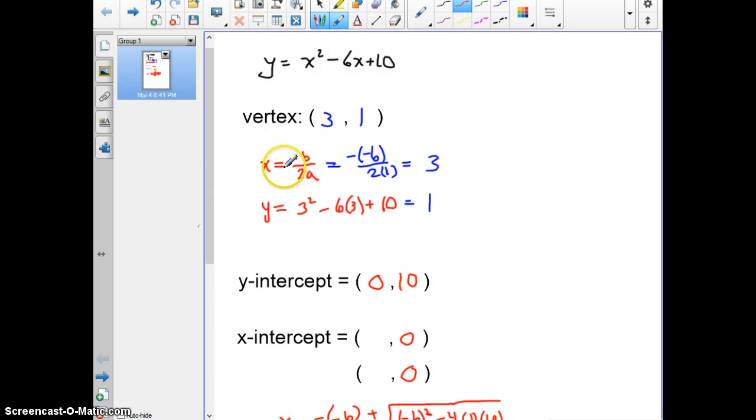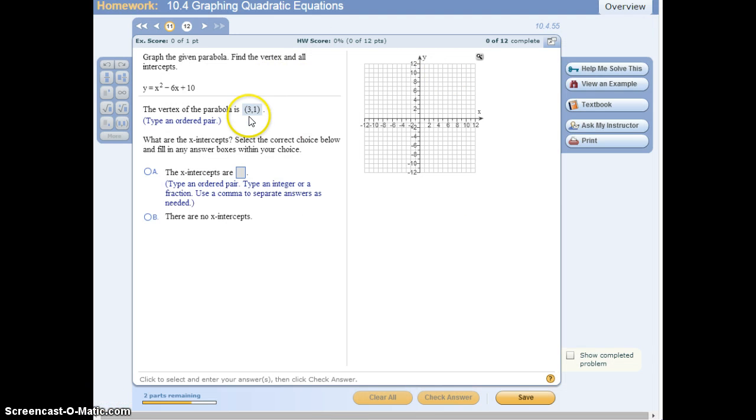The x value of the vertex is found using this formula, negative b over 2a. If I plug in negative b, that's negative 6 because b is negative 6, and I work this out, I get that the x value is positive 3. To get the y value, you just take 3 and substitute that in for x. Once you do that, here's my work. I get that the y value of the vertex is positive 1. All right, so that's how I got the vertex.